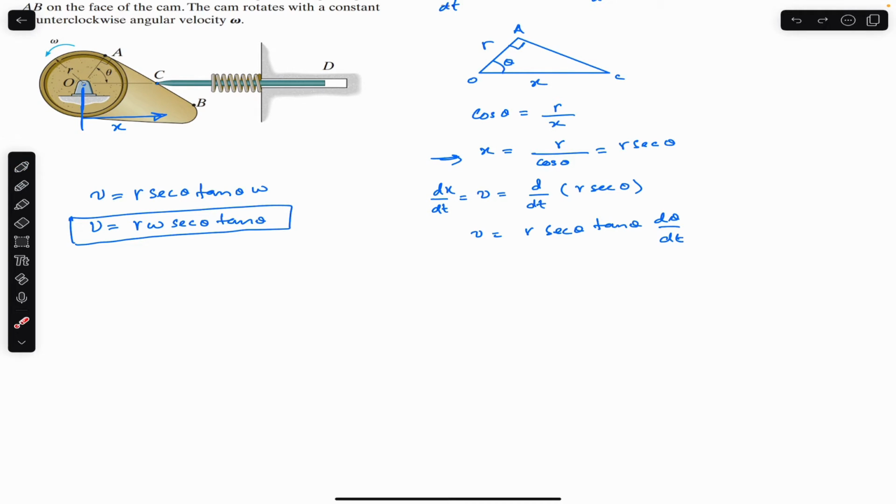Now in order to find the acceleration as a function of theta, we need to take another derivative of this velocity. We know that acceleration is dv by dt, so we need to take the derivative of this whole equation with respect to time.